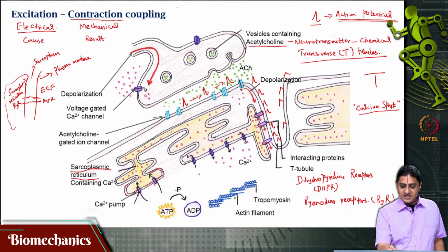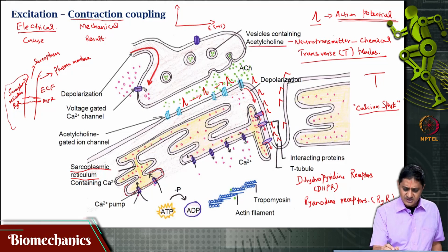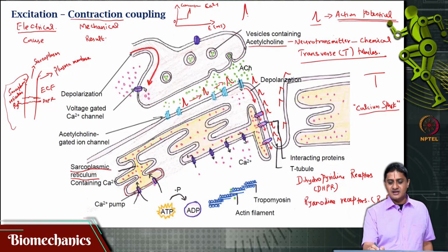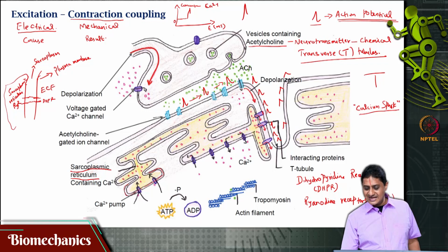Suppose I were to plot the amount of calcium as a function of time. This is time in milliseconds or microseconds as the case may be, and in the y axis I have the concentration of Ca2+. You will have a baseline concentration which is very close to 0, slightly above 0, and then there is a sudden increase of calcium. There is a sudden spike. This spike is called a calcium spark.